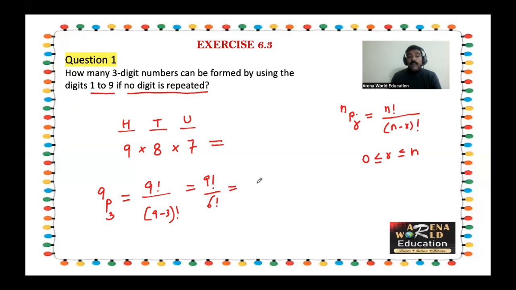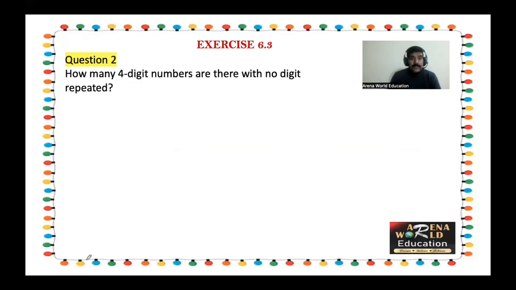And we had solved this in exercise 6.2. We will open this 9 factorial till 6 factorial, and look at this one: both ways you are getting 9 into 8 into 7. So what is the final answer? It is 504. Both ways you will get the same answer. So let us move to question number 2.